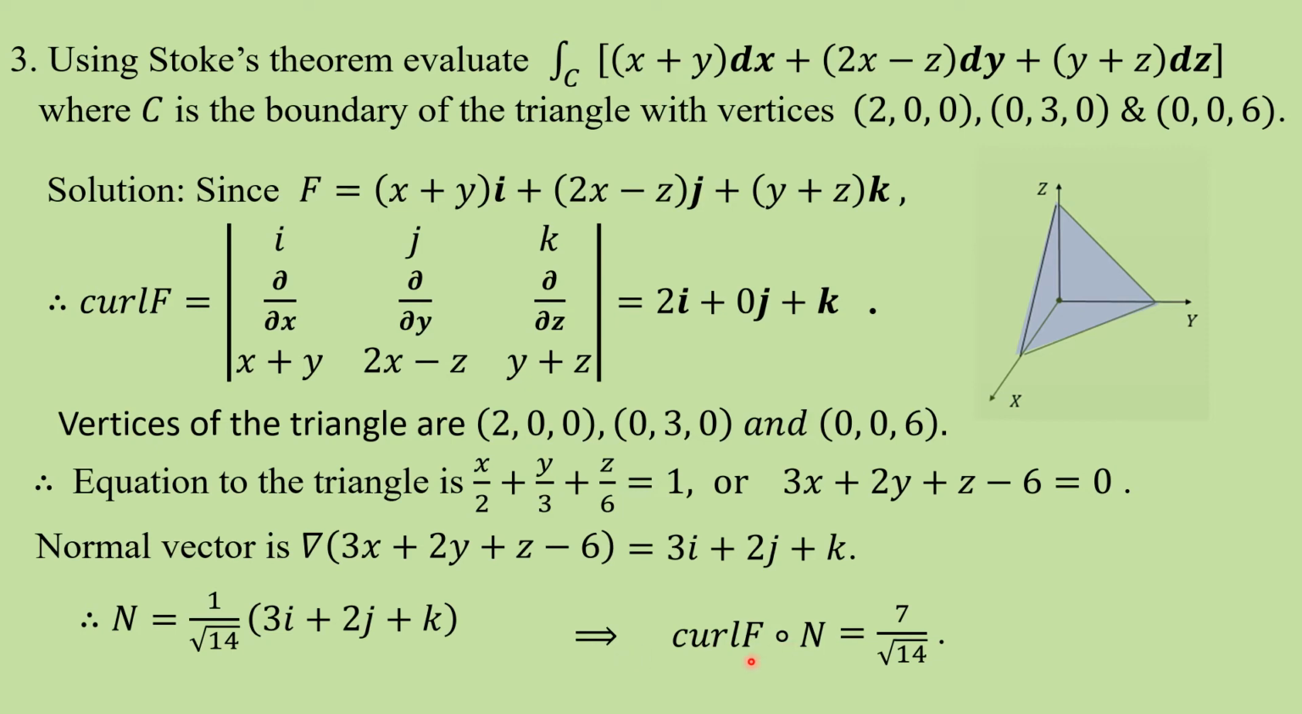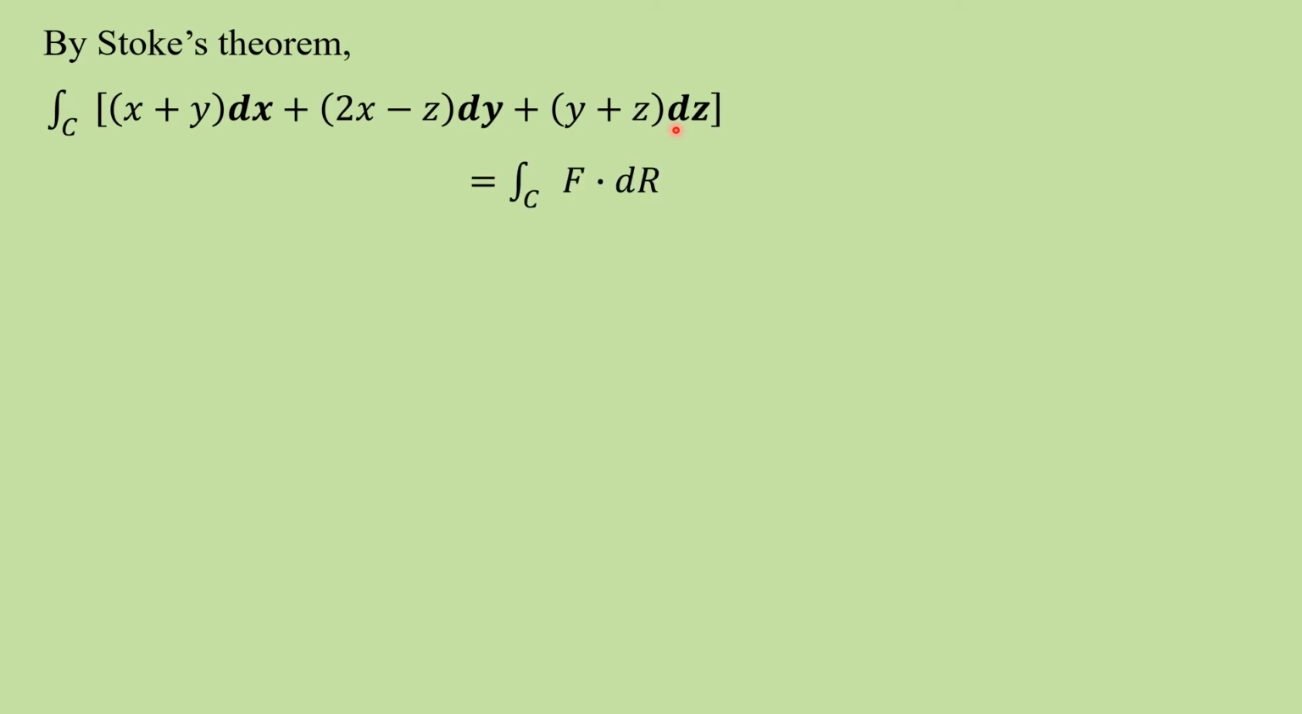Now using this curl F dot n, I can go for the surface integral of curl F by Stokes theorem. As you know, the line integral we had here, (x + y) dx + (2x - z) dy + (y + z) dz, or we can say the line integral of F along C, can be written as the surface integral of curl F dot n.